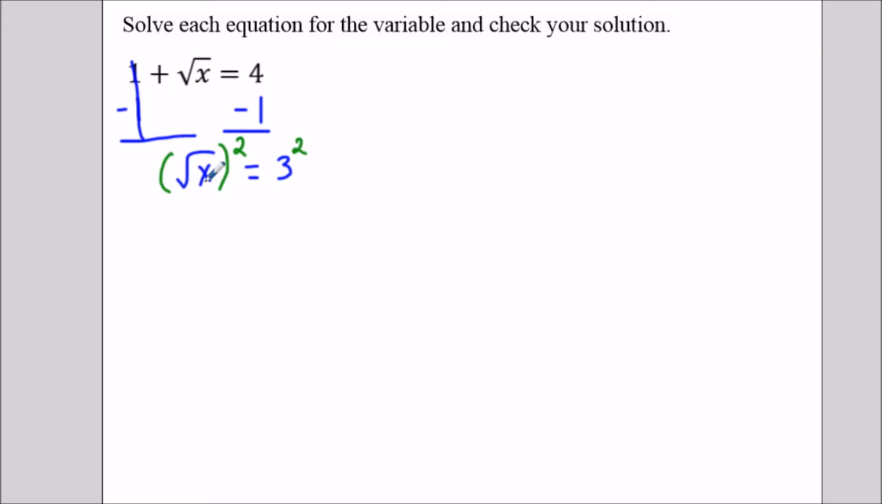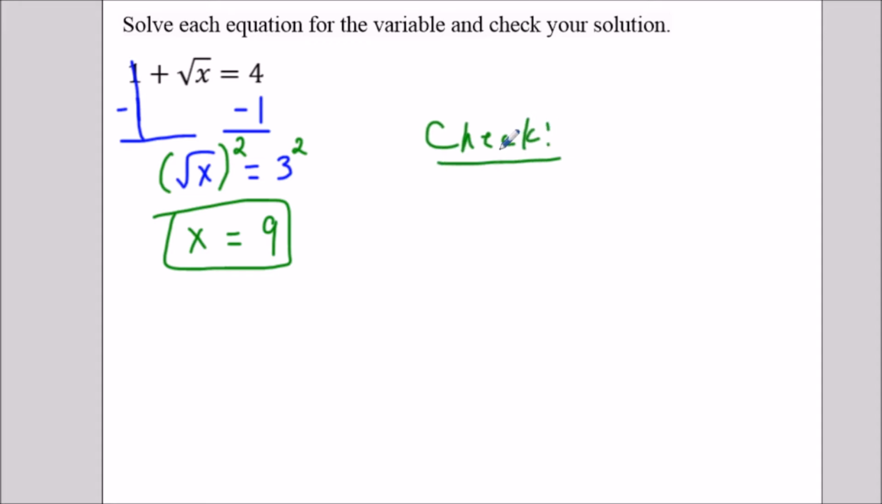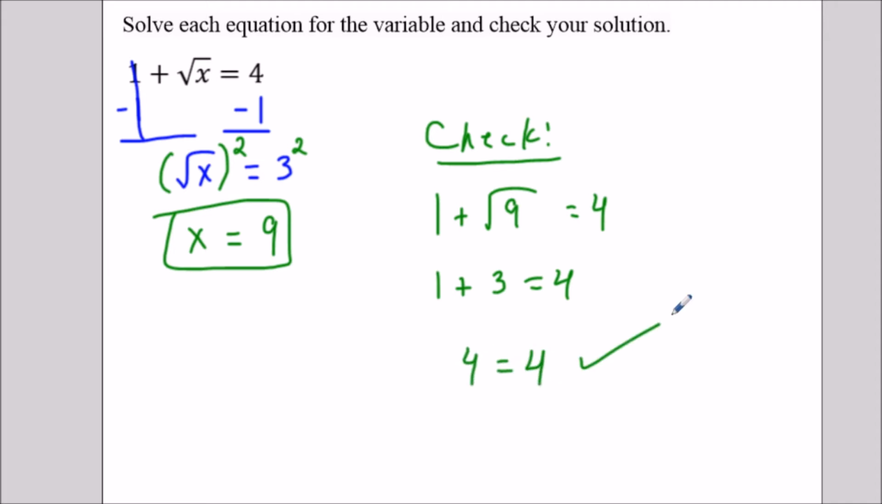Now on the left side, the square root of x times the square root of x is just x, and 3 to the second power is 9. So this is our solution, but just to be sure, we're going to check. This step is very, very important with these questions because sometimes you'll get an answer that doesn't work and you have to reject it. So we have 1 plus square root of x, and x equals 9, and that should equal 4. And we got 1 plus the square root of 9 is 3, equal to 4. 4 is equal to 4, so it works out.